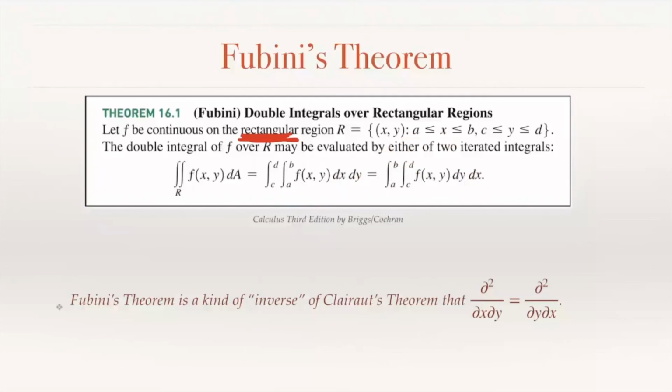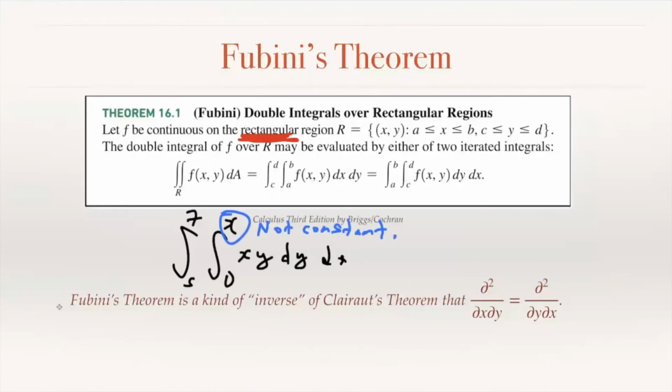And Fubini's theorem is kind of an inverse of Clairaut's theorem. Remember that Clairaut's theorem says that it does not matter in which order you do the partial derivatives. Well, here it's saying that over a rectangular region, it does not matter in which order you do the partial integration. And I want to point out, this is for rectangular regions. In a bit, we'll be having double integrals that involve non-constants here. Might look like this, for example. And in this case, it would be not rectangular. You have a non-constant bound, and then this theorem does not apply. It applies only with constant bounds.